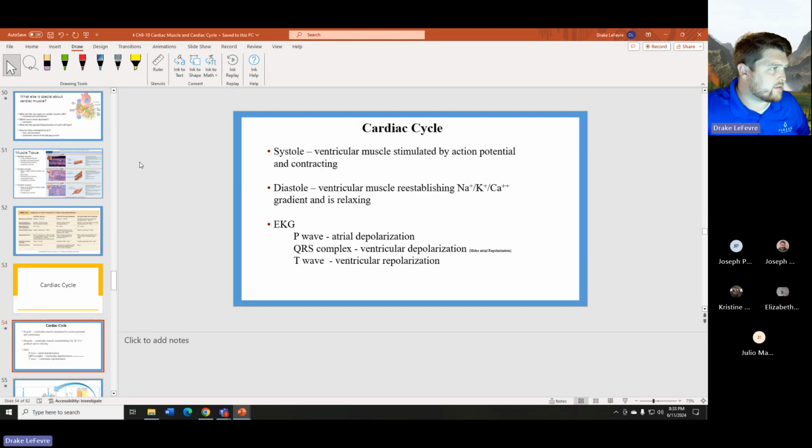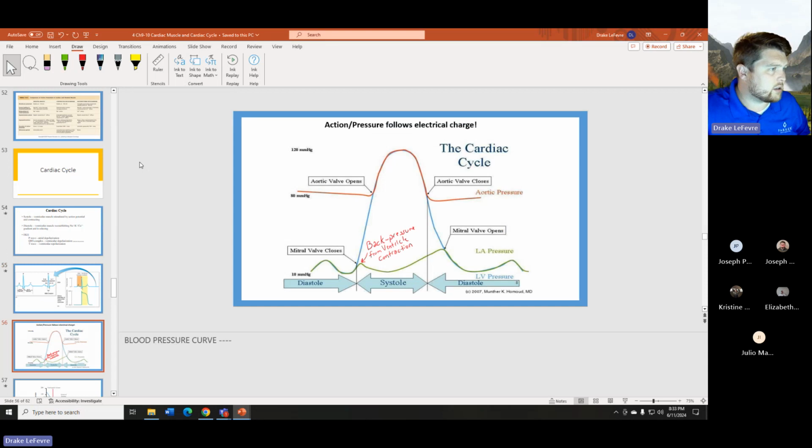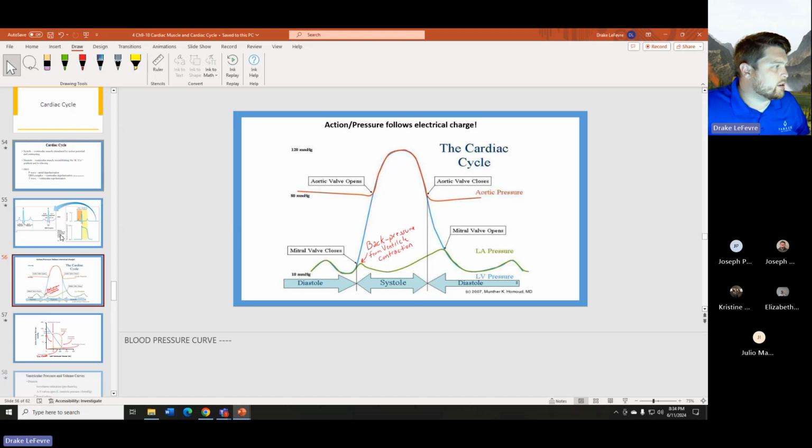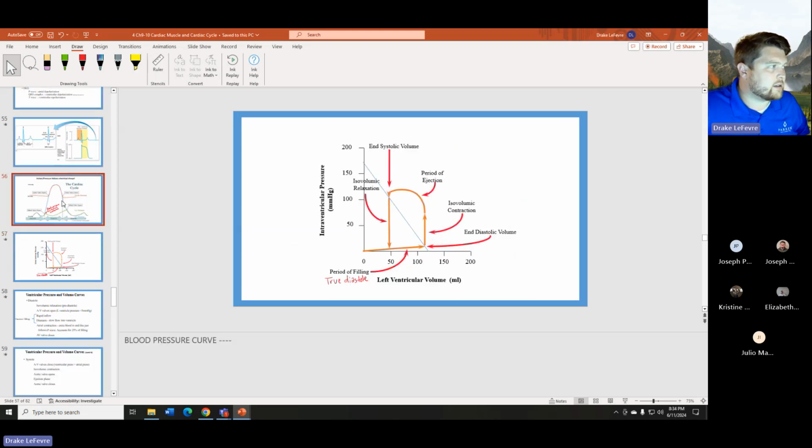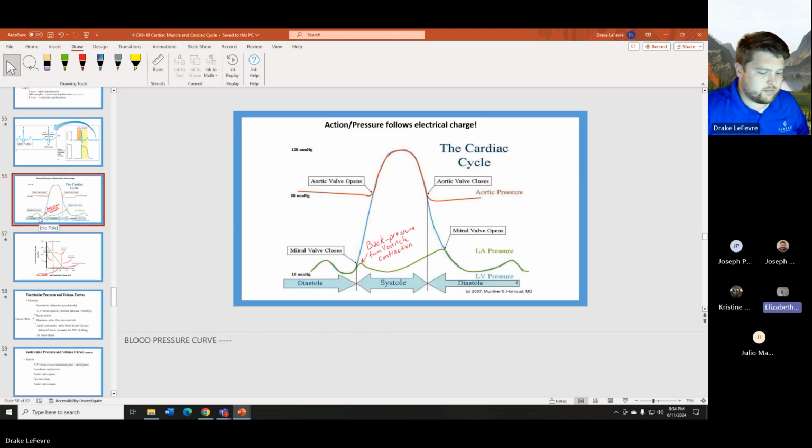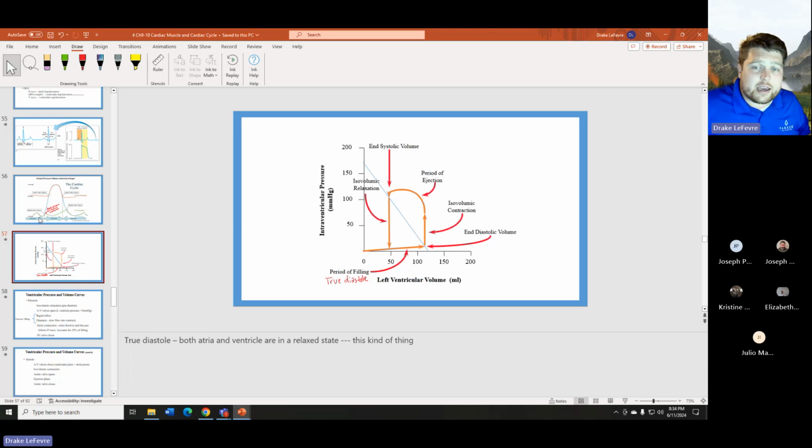More kind of review stuff. Cardiac cycle. Okay. Have you guys seen this chart or this graph or either of these guys? That second one for sure. Yes. Okay. This second one, live, breathe, and die by this chart for the next year of your life. Okay? You are going to have so much stuff that comes back to this chart.